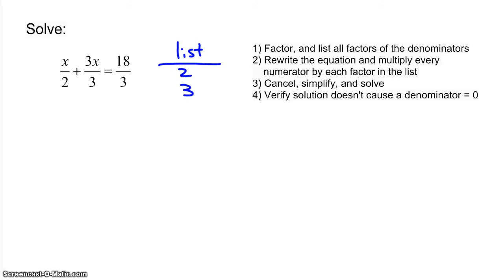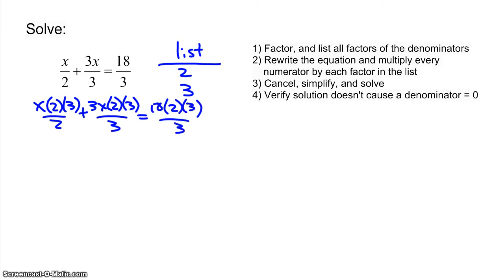Then what we're going to do is rewrite the equation, but we're going to multiply both sides of the equation by everything on the list, which means we're going to multiply every numerator by everything on the list. So I would have x times 2 times 3 over 2 plus 3x times 2 times 3 over 3 equals 18 times 2 times 3 over 3.